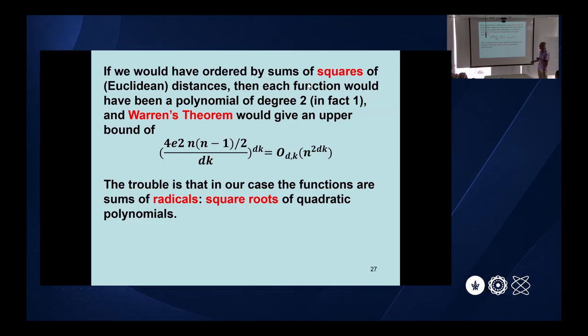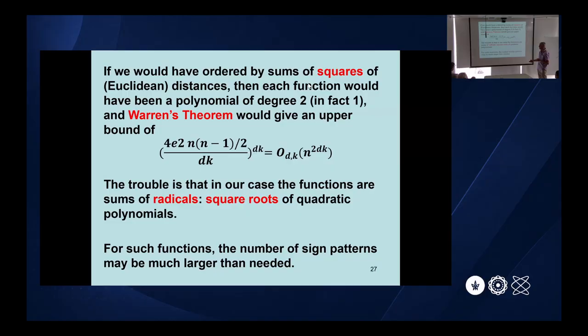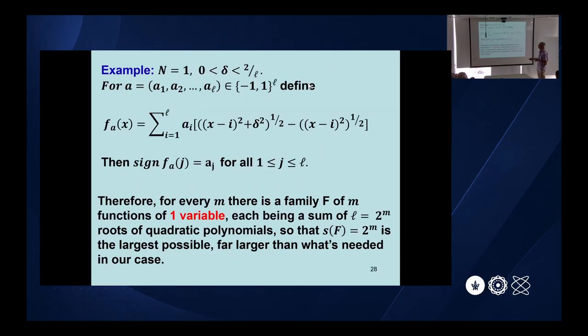But the trouble is that the functions here are not polynomials, they are radicals, right? So they are sums of square roots of quadratic polynomials. And in fact, you can show that for such functions, the number of sign patterns may be much larger. In some sense, we cannot really bound it if we don't know anything else. And I wrote here some example that you don't really have to read too carefully.